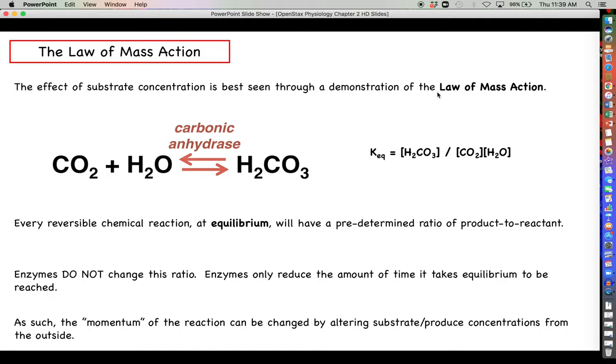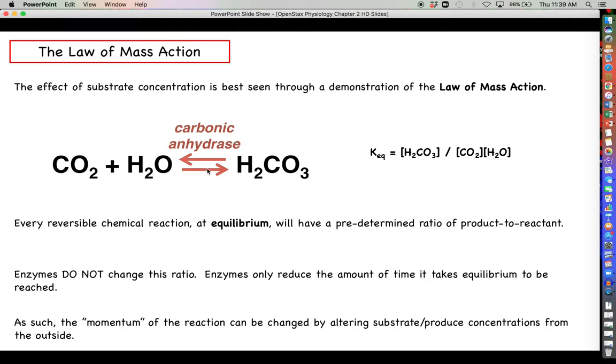So that is the law of mass action in effect. If the balance here is shifted in one direction, the law of mass action says the reaction will proceed to reestablish equilibrium. So if we've got a whole bunch of carbon dioxide and water and no carbonic acid, the reaction is going to very quickly swing from the left to the right. We will start to form a lot of carbonic acid, and we will take away a lot of the carbon dioxide and water that is present.